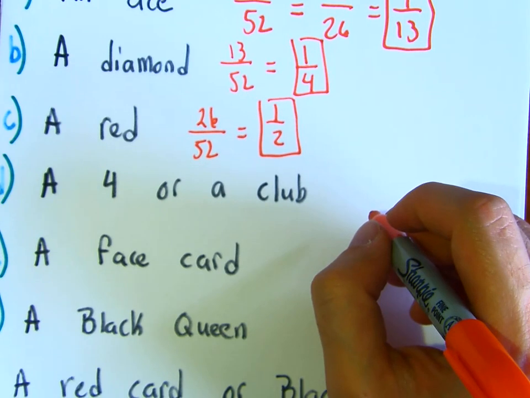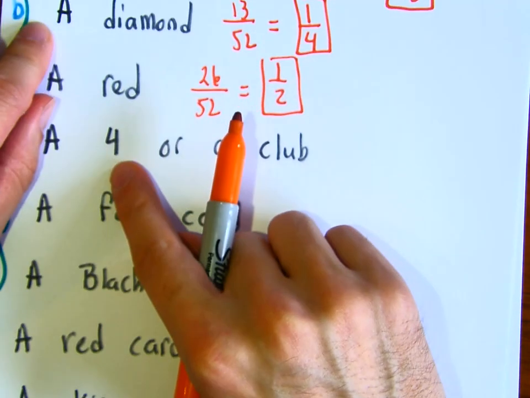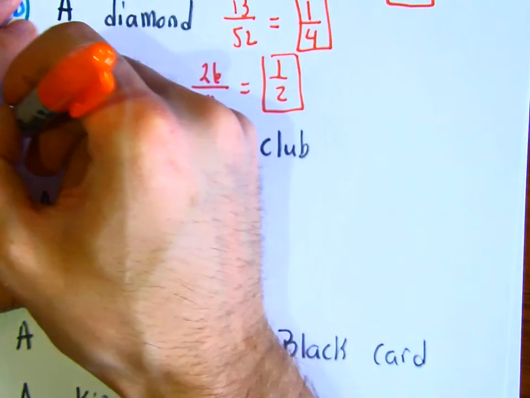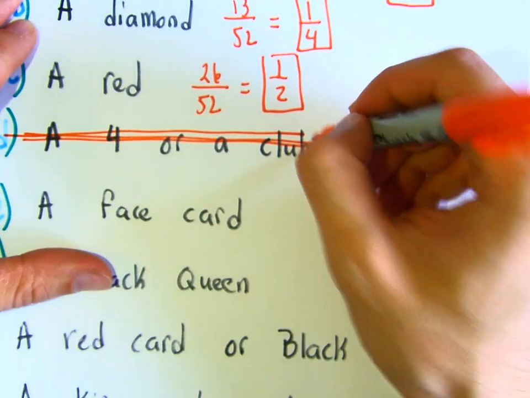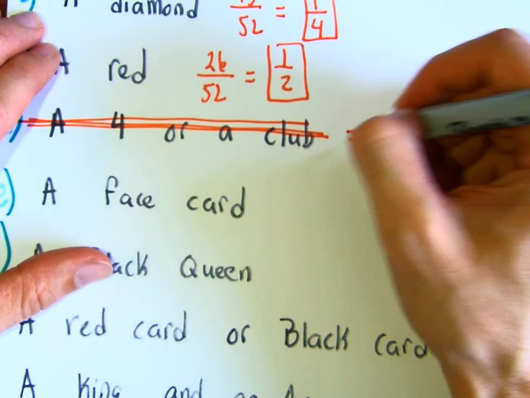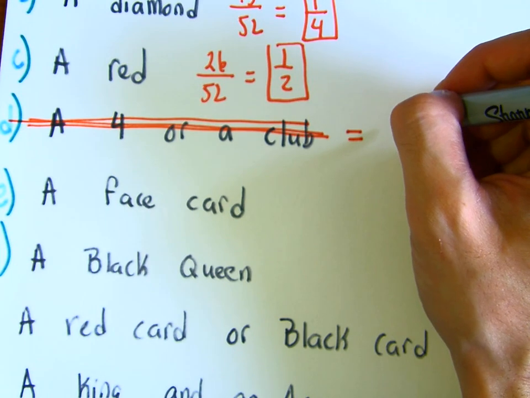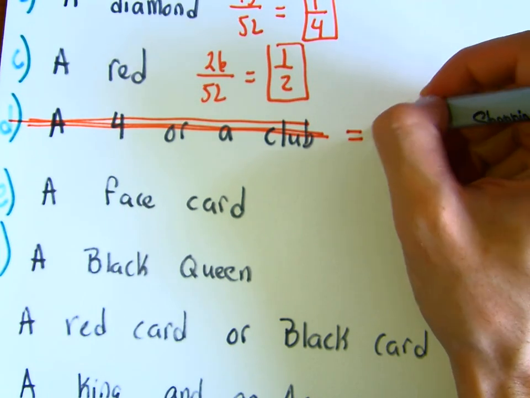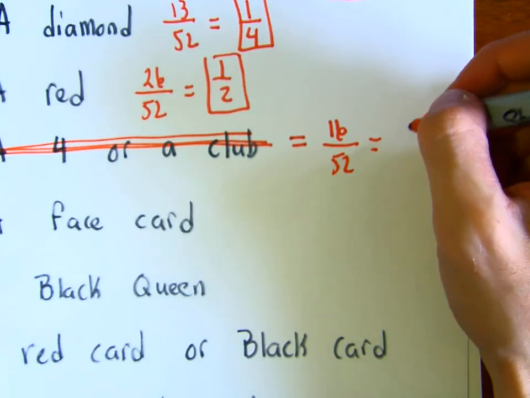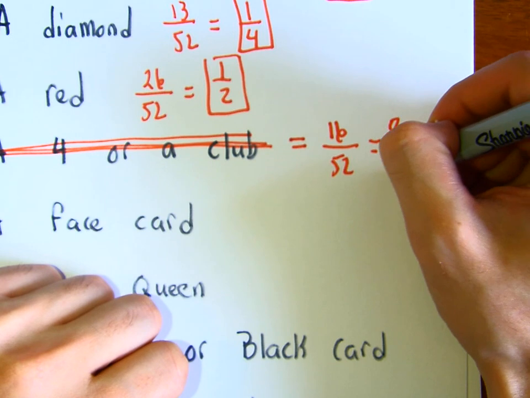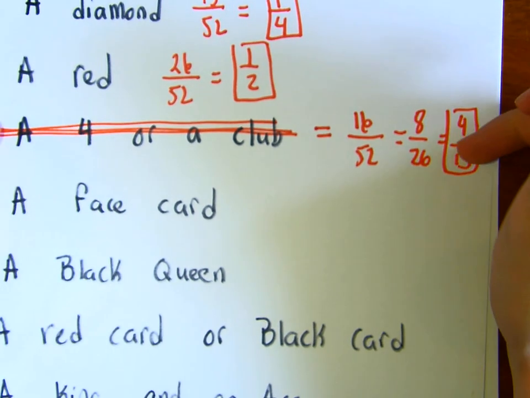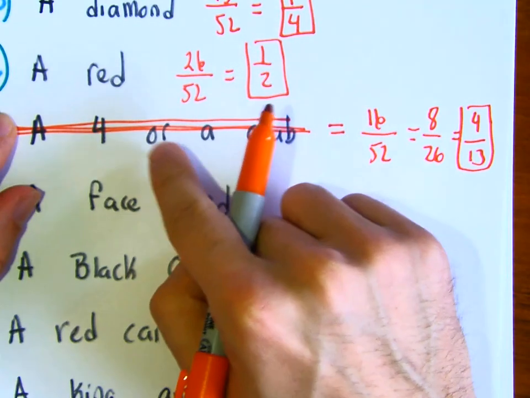Now let's look at this one. Picking up a 4 or a club. Now, no. Oh. Actually, you know what? Skip this question. I did not want to ask you this question. All right. I will answer this next class. But if you want to know the answer, it should be 16 over 52, which is 8 over 26, which is 4 over 13. Okay. Pinky promise I'll show this in the next video. I wanted to skip this question because of that word or.